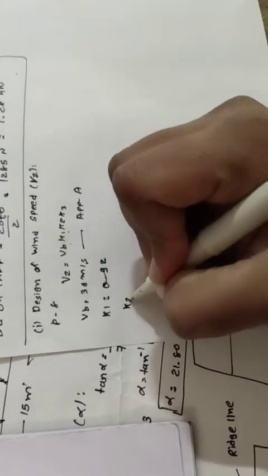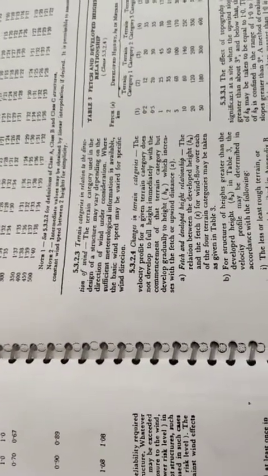Now we're talking about K2. K2 is basically the terrain height and structure size coefficient, right?